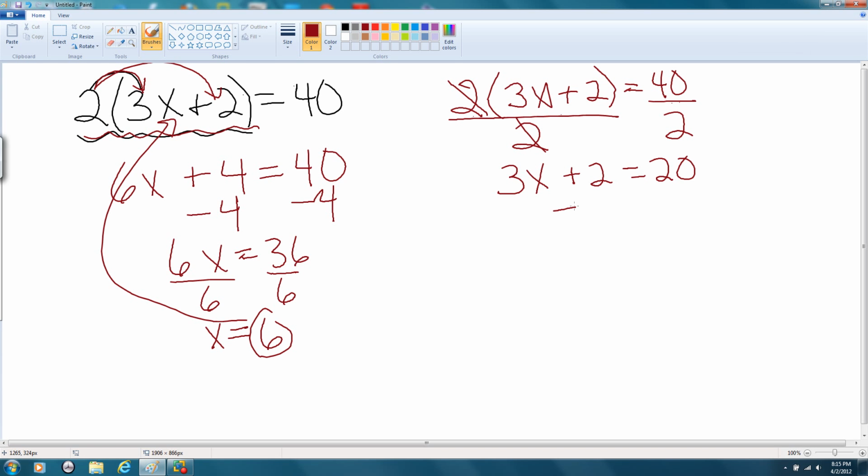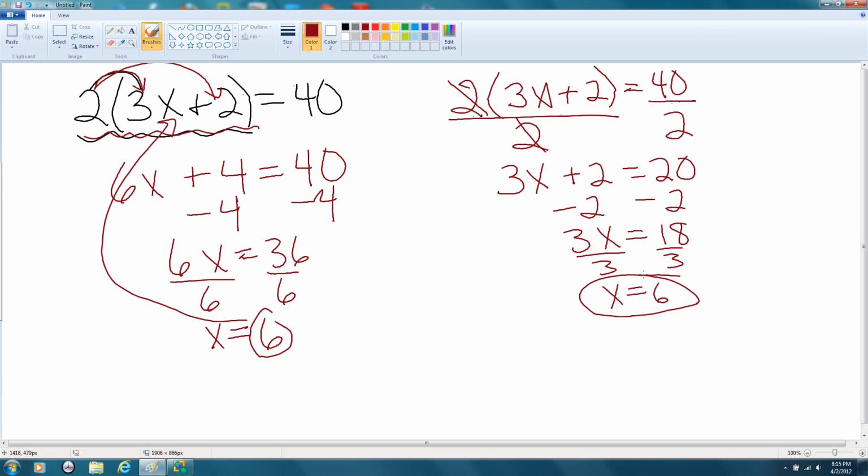Then I'm going to subtract 2 from both sides, and I get 3x is equal to 18, or I divide by 3, and I get x is equal to 6. So this points out that you and I might do an equation slightly differently, but as long as we're doing the same thing to both sides of the equation, and it is always to the whole side of the equation, then we're going to come out with the same thing.